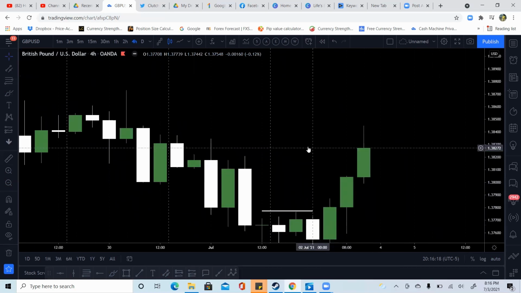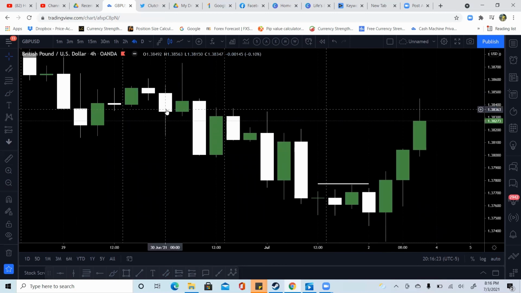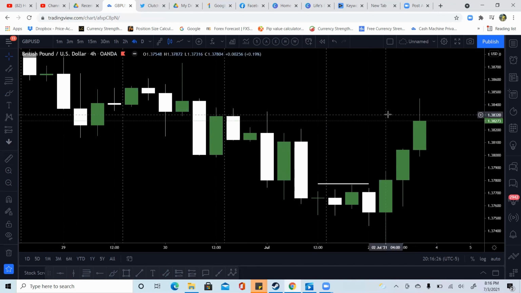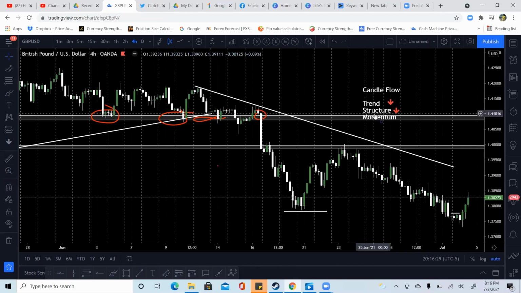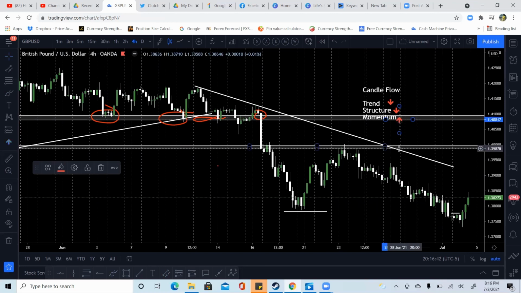So if you're analyzing a live trade, you would simply go based off of trend, structure, momentum. If trend is down, structure is down, but momentum is up, you don't have a trade because that analysis is incongruent at that moment. And that's what's going on right now. Trend is down, structure is down, but momentum is up. So an incongruent analysis means no trade.